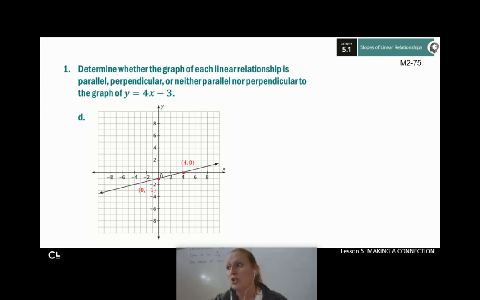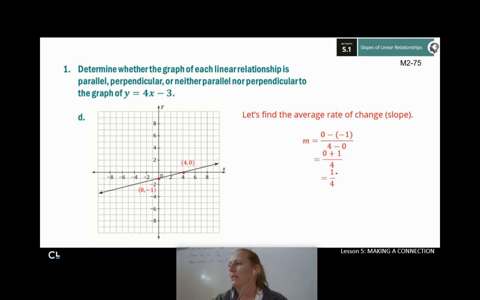I picked those 2. So I will subtract my y's on top, 0 minus a negative 1. Subtract my x's on the bottom, 4 minus 0. The double negative does become a positive. 0 plus 1 is 1. 4 minus 0 is 4. I have a positive 1 over 4. We had this happen to us earlier, so it's not parallel or perpendicular either.